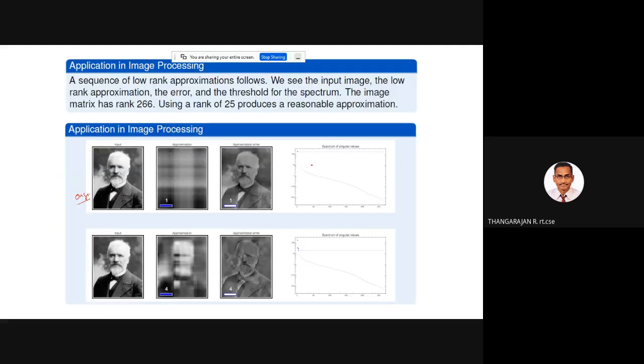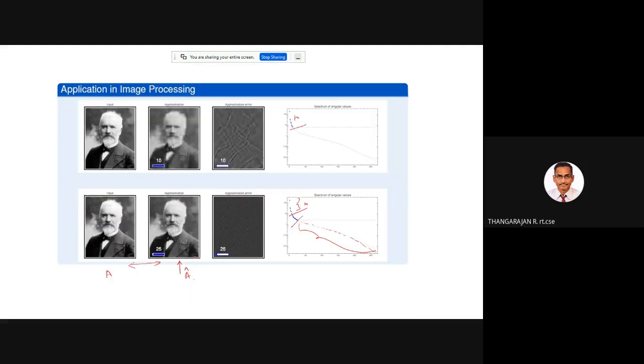Now here I take only one eigenvalue, and that one eigenvalue gives me an approximation like this. There are a lot of errors, because I have taken only one eigenvalue and discarded all the other eigenvalues, so I get this image as my reconstructed image. And here I take only 4 eigenvalues, and the rest I discard. You see, I get a somewhat better image than this one. So this is the application of singular value decomposition.